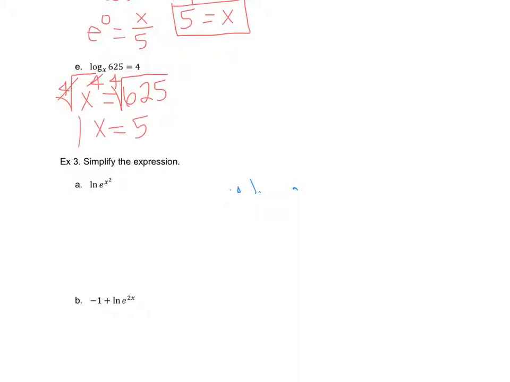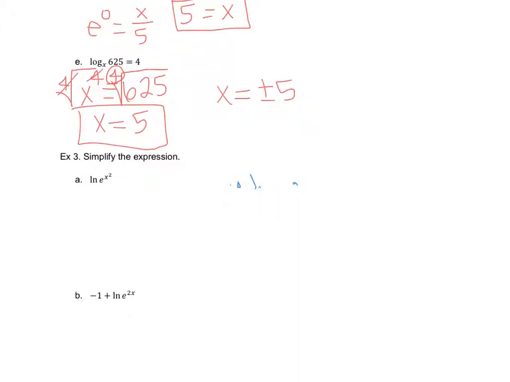Now, normally, whenever you take an even root, so the square root or the 4th root or the 6th root of something, remember you have to include a plus or a minus because you don't know which it was. And so don't forget that technically it's a plus or minus 5, but because we can't take the log of a negative number, we're going to actually just disregard the negative there, and only take the positive answer.